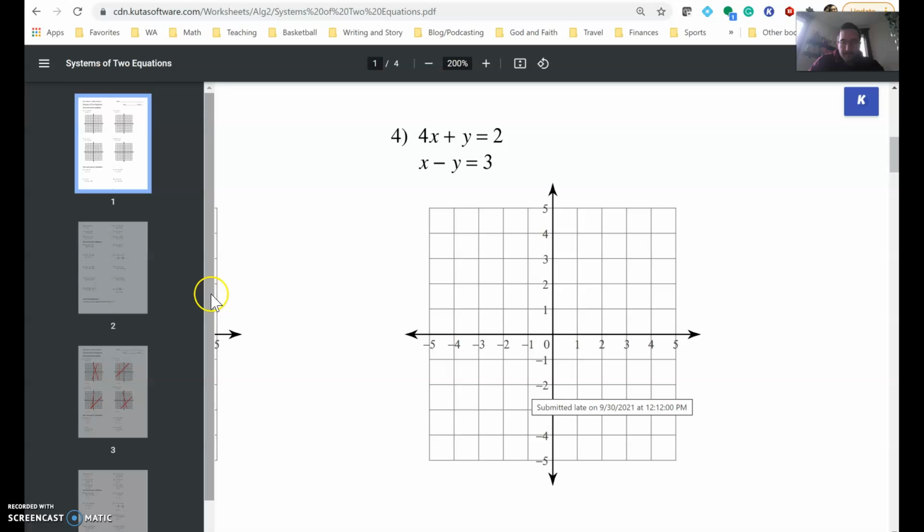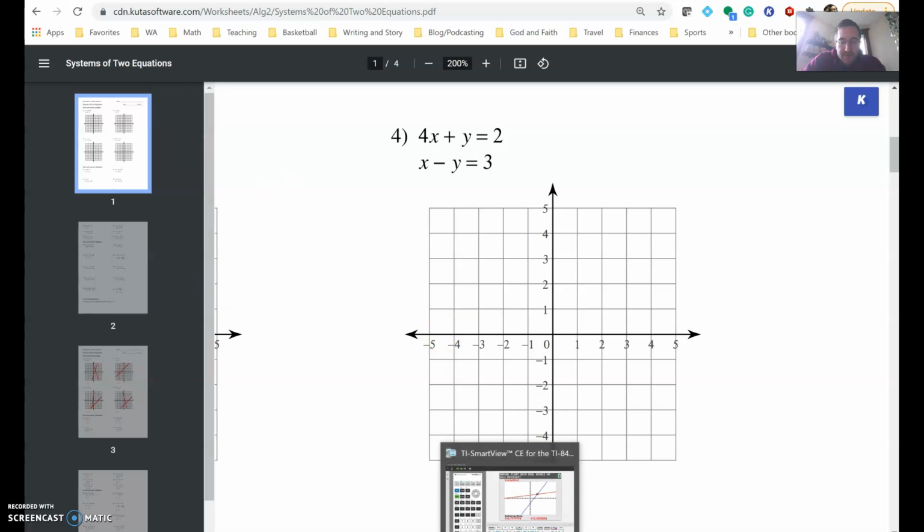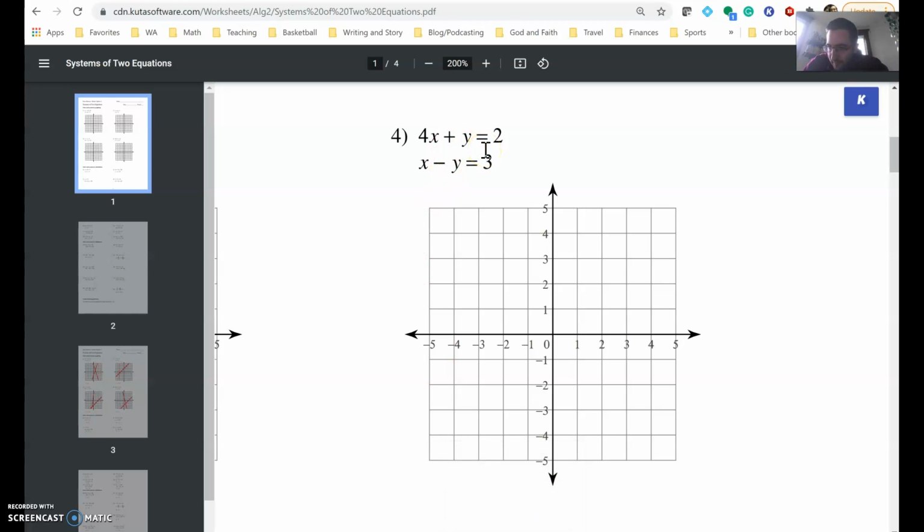You ready for this? I am going to show you this twice. I encourage you to watch and write down notes as you go. It's like 3 things you need to remember on the calculator. It's not bad. But this is 4x. I'm going to write this down right now on my paper so that I don't have to keep going back and forth. 4x plus y equals 2 and x minus y equals 3. All right, I wrote that down.